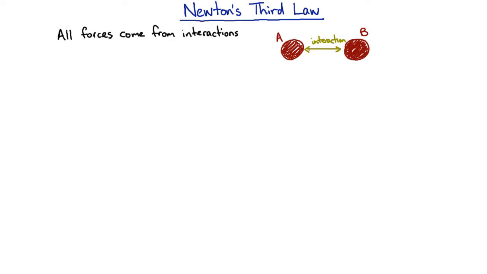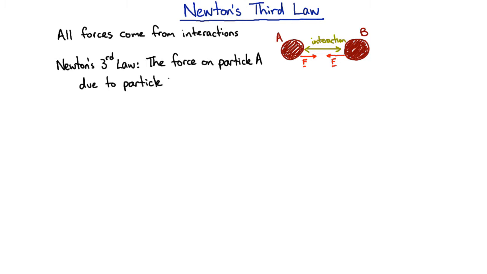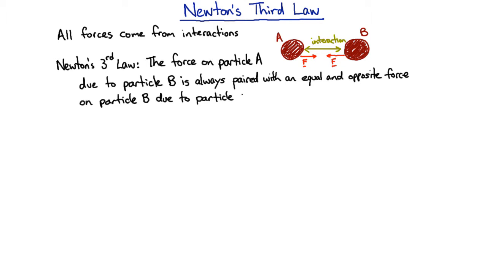And Newton's third law says that all forces come in pairs. So the force on particle A due to particle B has to be paired with an equal and opposite force on particle B due to particle A. So in other words, you've got one force going one way, one force going the other way. They're exactly the same magnitude, so if you add them up, you'll get zero. And that's Newton's third law. So you can get examples anytime you have any kind of force. And indeed, every time you have a force, you can do an example of Newton's third law.